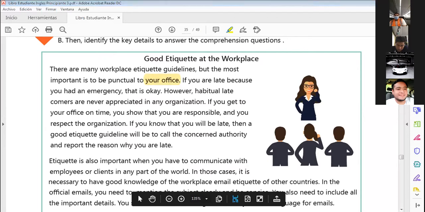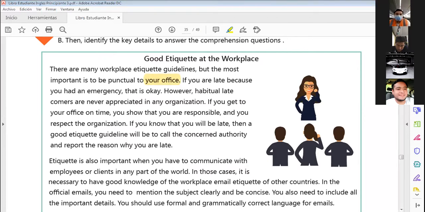Okay, there are many workplace etiquette guidelines, but the most important is to be punctual to your office. Very good. Hector, continue. If you are late because you had an emergency, that is okay. Perfect. Thank you. Let's continue reading. Fernando, continue reading until organization. However, a perpetual latecomer can never appreciate any organization.